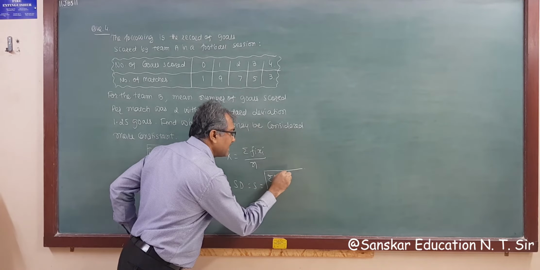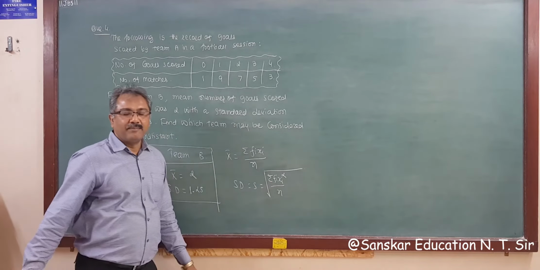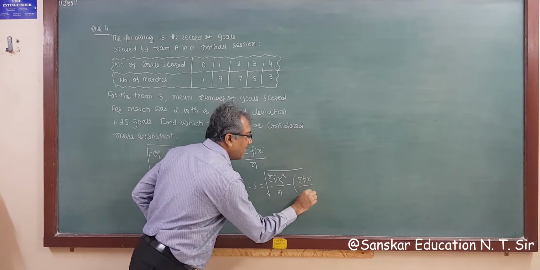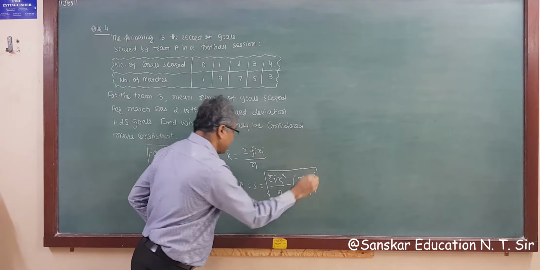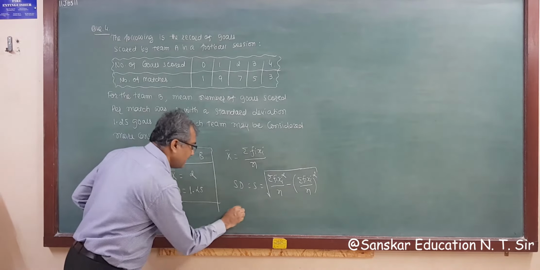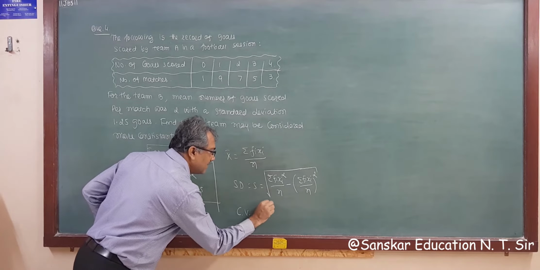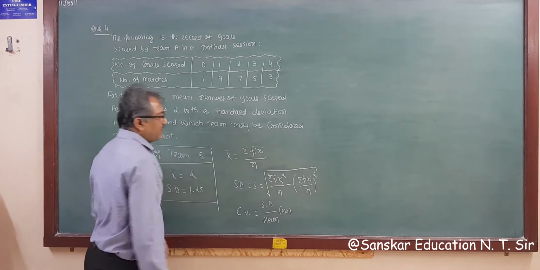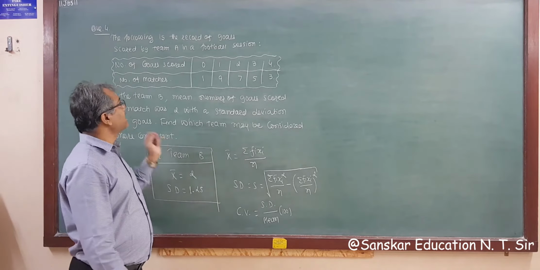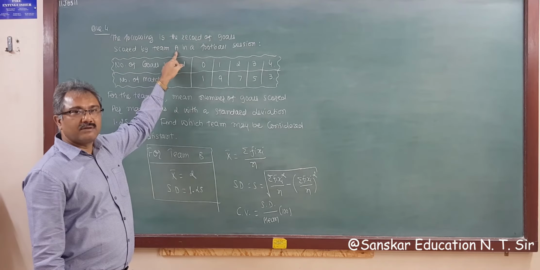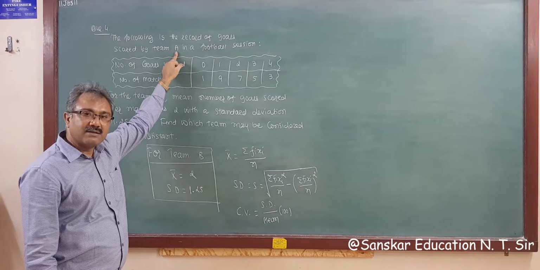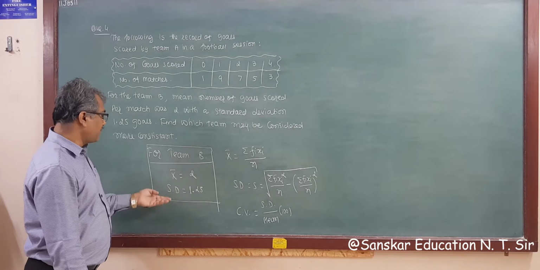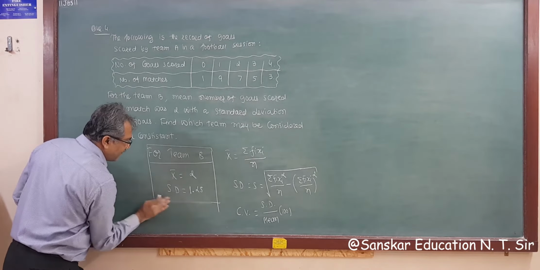So sigma fi xi square upon n minus (sigma fi xi upon n) whole square. So this is standard deviation, and CV, as usual, is equal to standard deviation upon mean into 100. So we are going to use these three formulas to find out the mean, standard deviation and CV for team A, while this is given for team B already. So for team B, can we find out CV here?